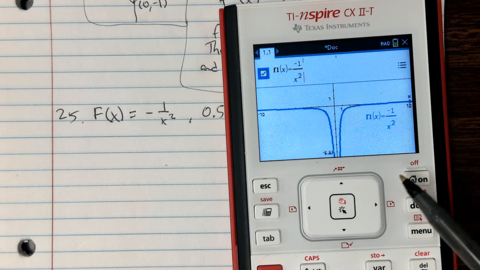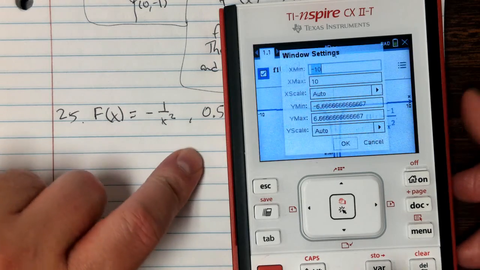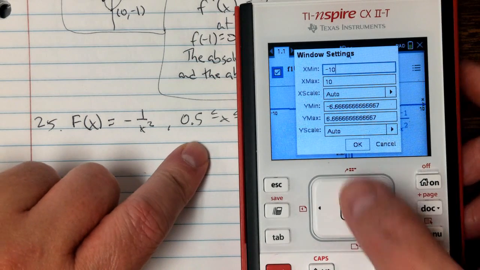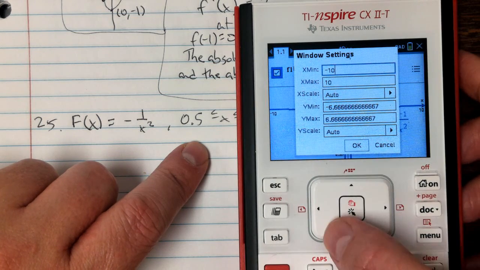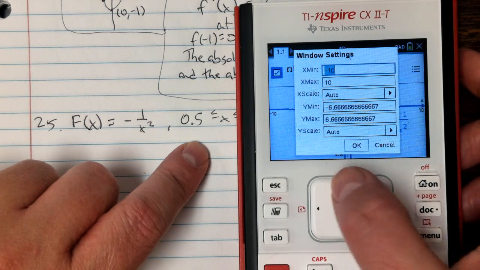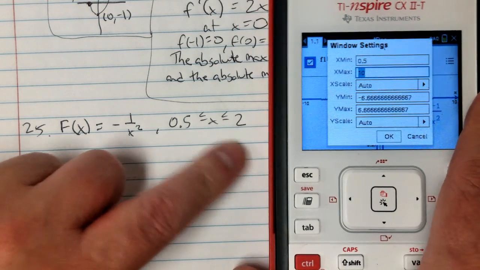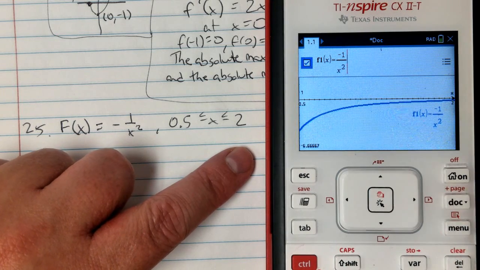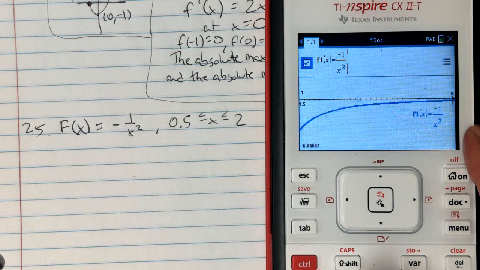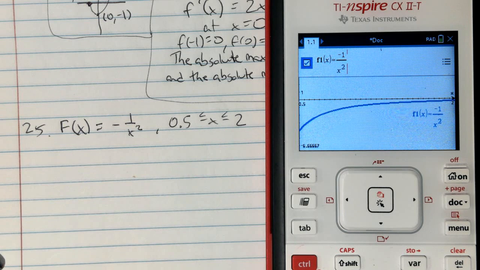Okay, so there's your negative 1 over x squared. What I'm going to do is put in my 0.5, my half, and my 2. And so it's going to look like that, which looks pretty different than what it was before. But now we're just limited to this interval. So that's what we want.